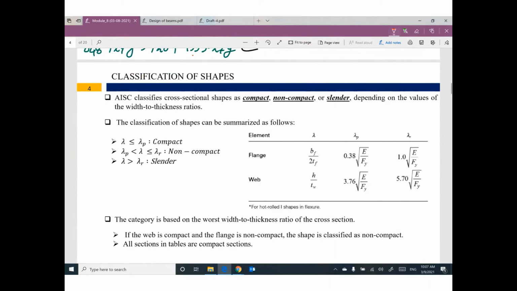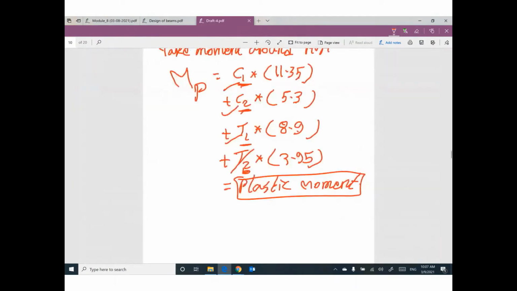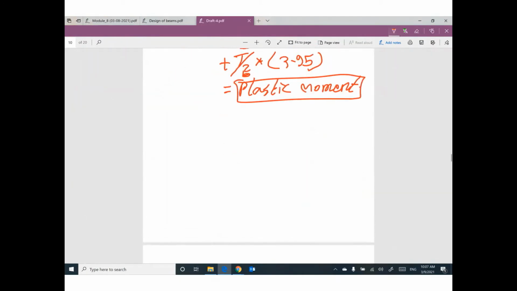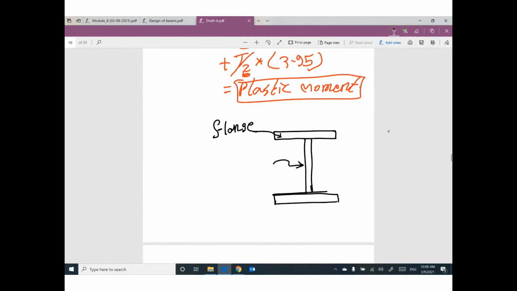Classification of cross section. Just to make sure you understand this part. Any cross section like a W shape, this part of the cross section is called the flange. This part of the cross section is called the web. This part of the cross section is called the flange. To make sure we have a difference between the two flanges, this one is called the top flange, this one is called the bottom flange. Any question?